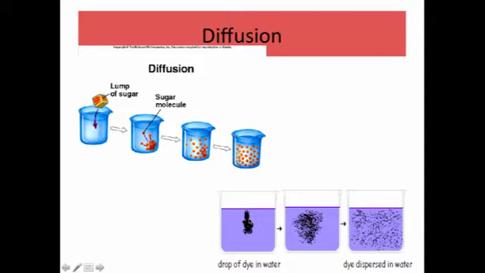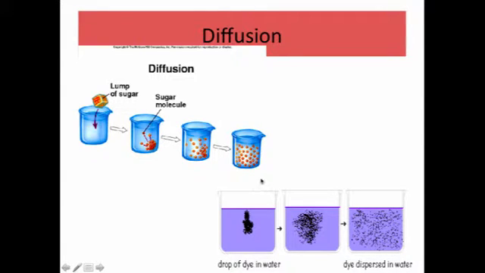Another example is if I were to put a drop of dye or food coloring in a beaker of water. It drops in and it's got a large concentration of it. It's all clumped in one area. Those molecules are going to start hitting against each other. They're going to disperse a little bit more, and then eventually, over time, it will reach equilibrium where those molecules of the dye are evenly distributed.